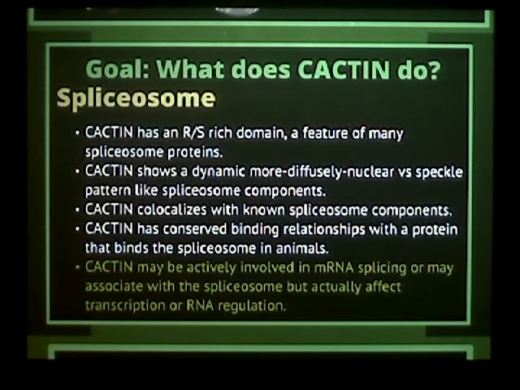As to whether it has an active role in mRNA splicing, or is it riding the spliceosome to get onto mRNAs to maybe affect them in some other way, we really can't say yet. But we now have a hypothesis that we can begin testing for what cactin is really doing.